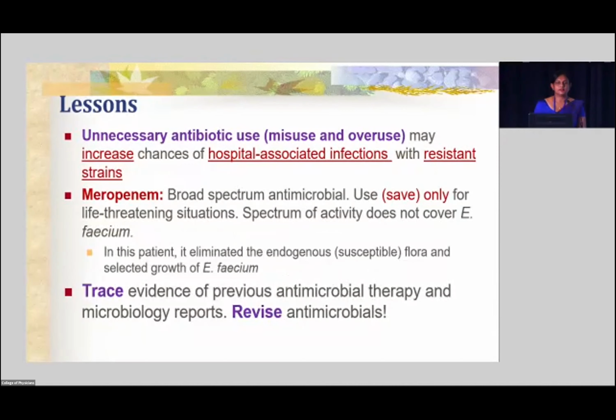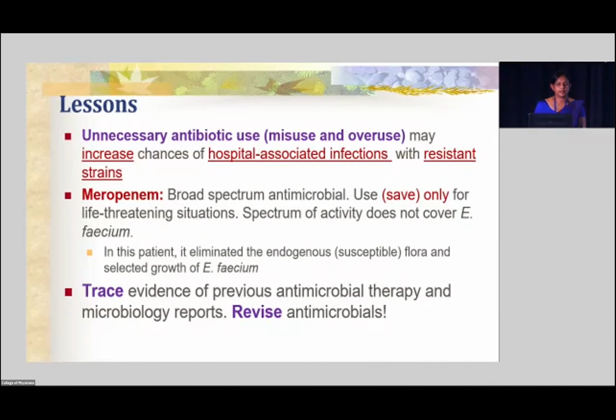So what are the lessons? Unnecessary antibiotic use, misuse, also overuse may increase chances of hospital-associated infections with resistant strains. Now, most of you all know about meropenem. It's a broad spectrum antimicrobial, but you have to save that only for life-threatening situations because this antimicrobial doesn't have a spectrum of activity on Enterococcus faecium.